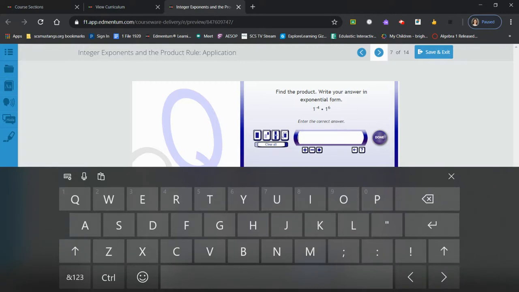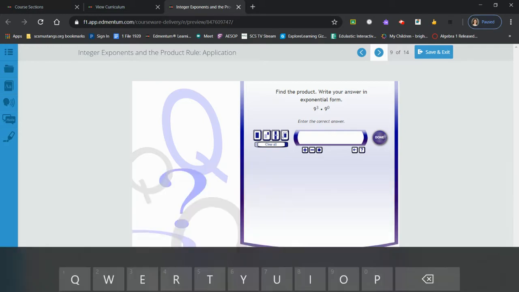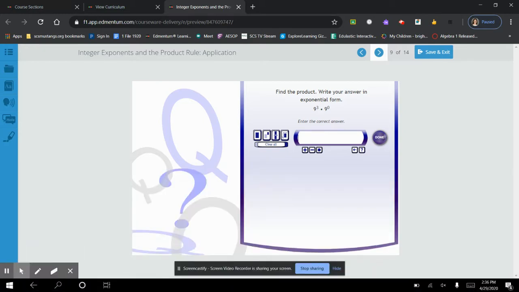Looking at the next one, this is another one, same base, add the exponents. I would get 1 to the second for this one. Same idea for this one, it would be 8 to the first. And then they start sneaking in the 0. The same rules still apply. It doesn't change how we do things. It would be 9 to the 3 plus 0, so 9 to the third would be the answer for that one.